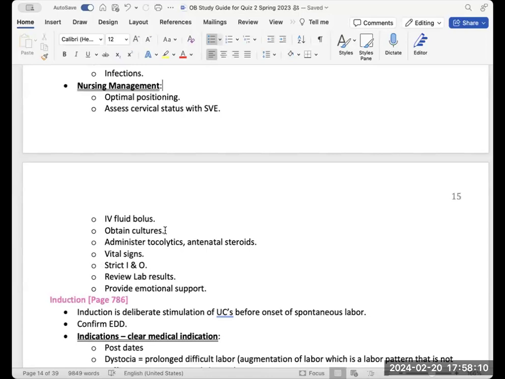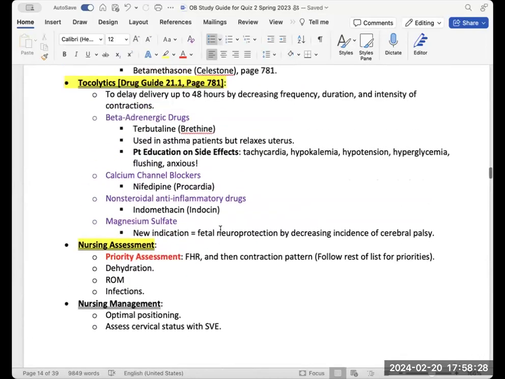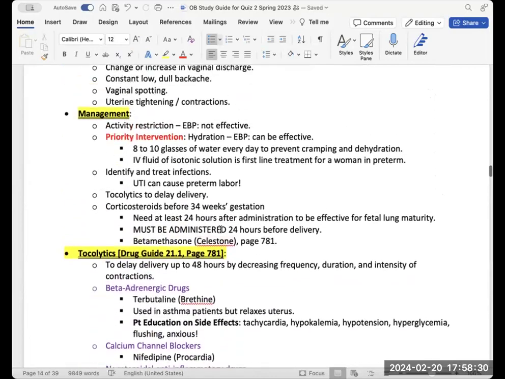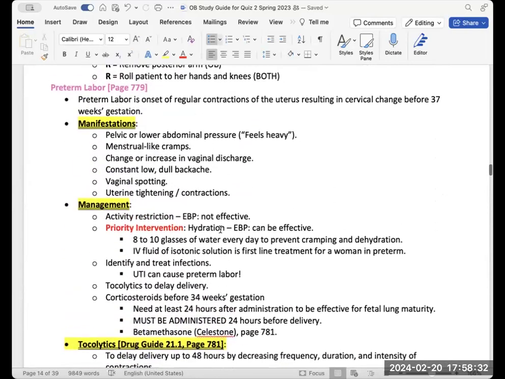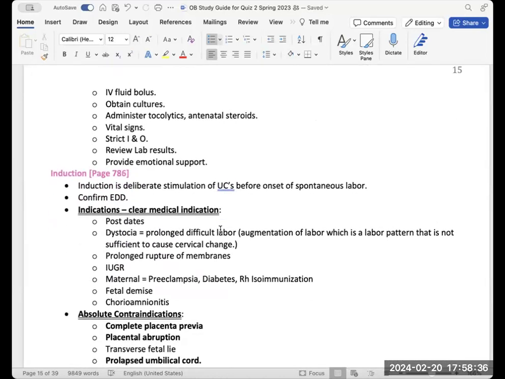With a sterile vaginal exam, IV fluid bolus, obtaining cultures, administering tocolytics, steroids, vital signs, strict I&Os, labs. All of these things are the things that we could do for nursing management. But like I said, priority assessment, fetal heart rate, and then contractions, and priority intervention for someone who's at preterm labor, hydration. Do not forget that.